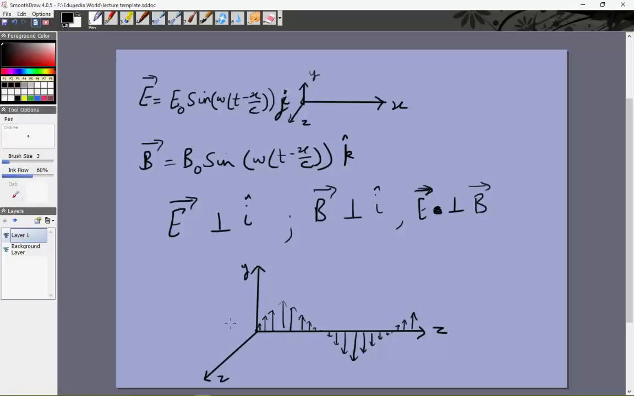Similarly, at any point of time the magnetic field will be pointing in the z direction, and it is in sinusoidal motion. Another important thing is that electric and magnetic field are in phase. You can see that we have sine in both. That means when electric field is 0, magnetic field is 0. When electric field is maximum, magnetic field is maximum. So the magnetic field might look something like this. I hope you can understand the figure. This is in the z direction.